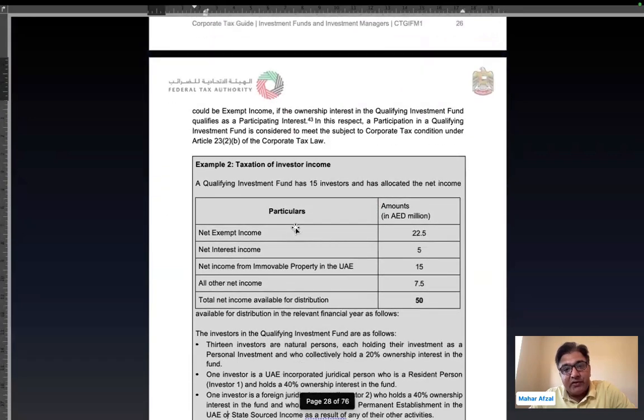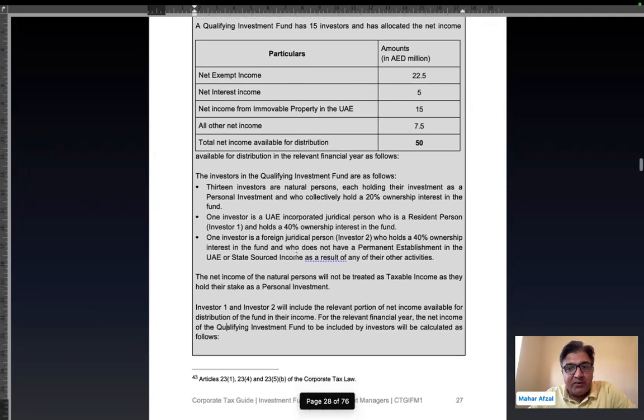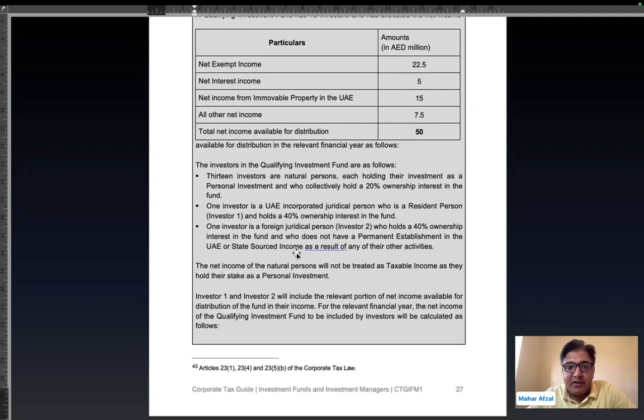Just look into this illustration. The qualifying investment fund has 15 investors and has allocated the net income. Exempt income is 22.5 million. Net interest income is 5 million. Net income from immovable property is 15 million. All other income is 7.5 million. Total is 50 million. Income has been classified into 4 categories as required by this guide. The investors in the qualifying investment fund are as follows. There are 13 investors out of the 15 who are natural persons. It has been written here.